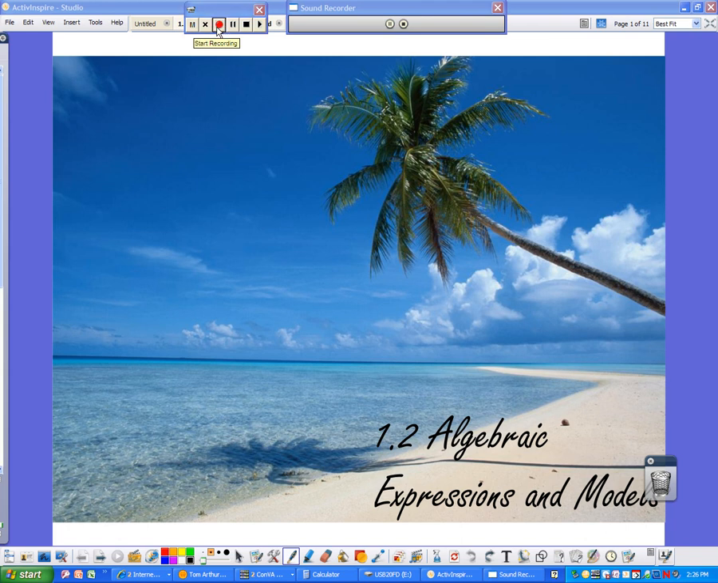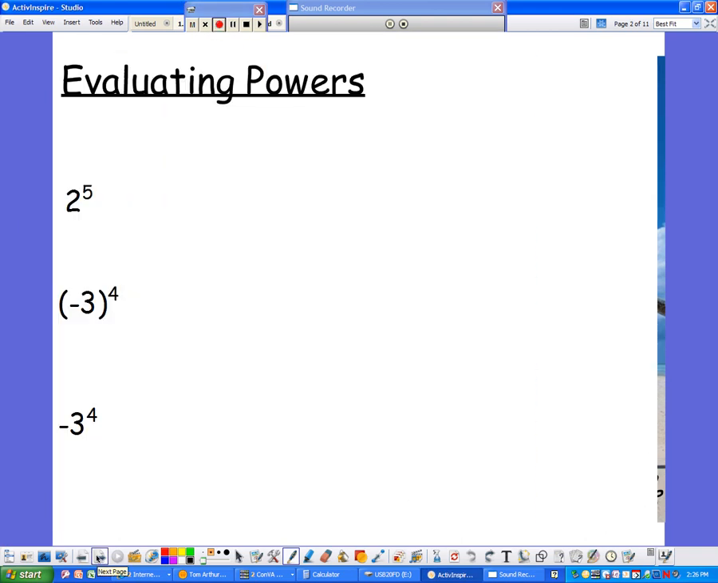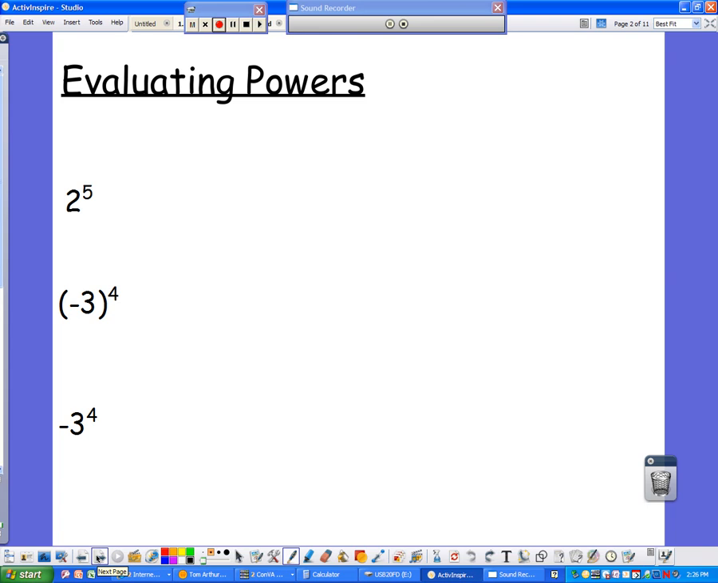All right, lesson 1-2, algebraic expressions and models. In this lesson, we will be performing two things. First of all, you'll be learning how to perform the order of operations. Second thing we'll be working on is how to simplify expressions. But first of all, remember evaluating powers.